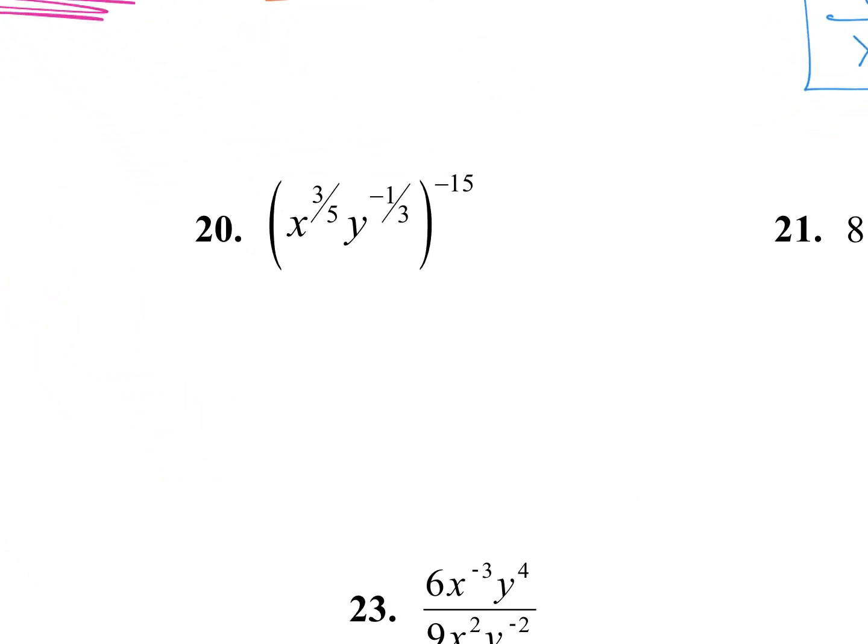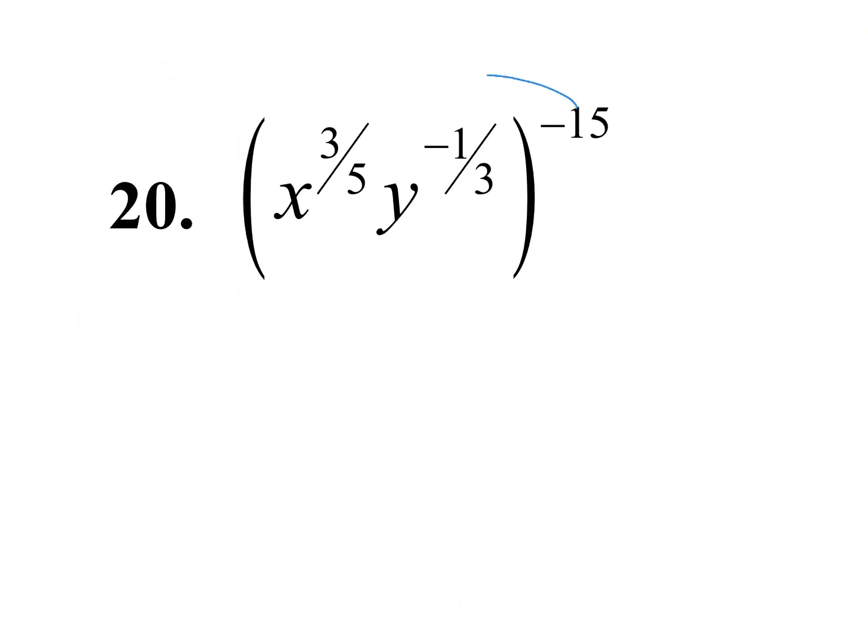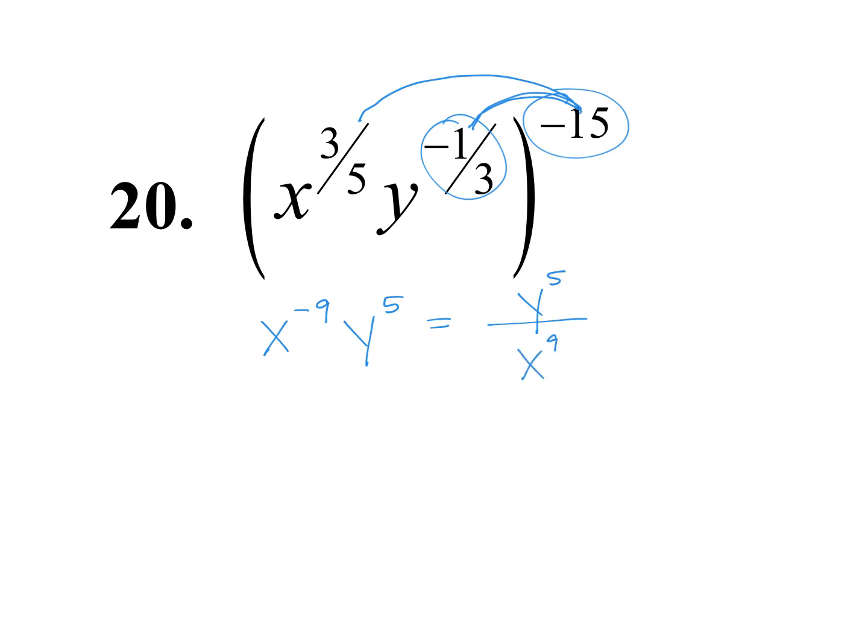Okay, number 20. Let's distribute again. -15 times both of these. So that's going to be x to the, now again, you may plug into your calculator 3/5 times -15 and you will get what? -9. Same thing here, -1/3 times -15. You're just multiplying your exponents and you get y to the +5th power. And then because you have that negative exponent, you just need to move it. So y to the 5th will stay in the numerator, but x to the 9th is going to move down. So that would be your answer.